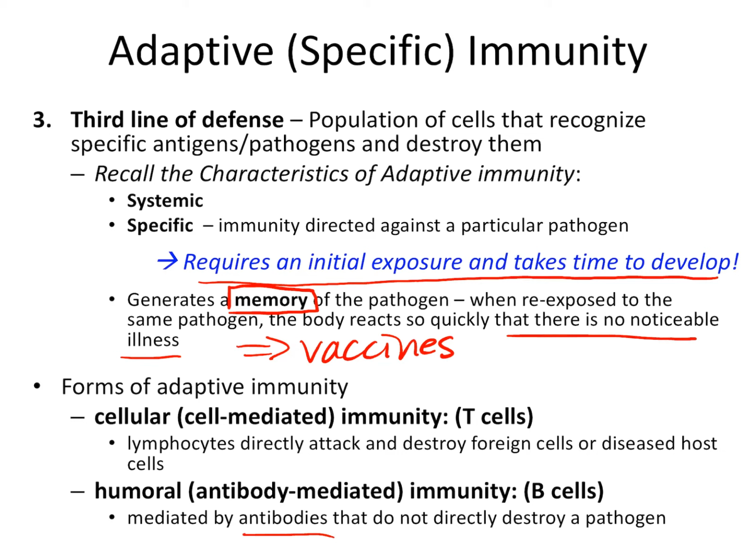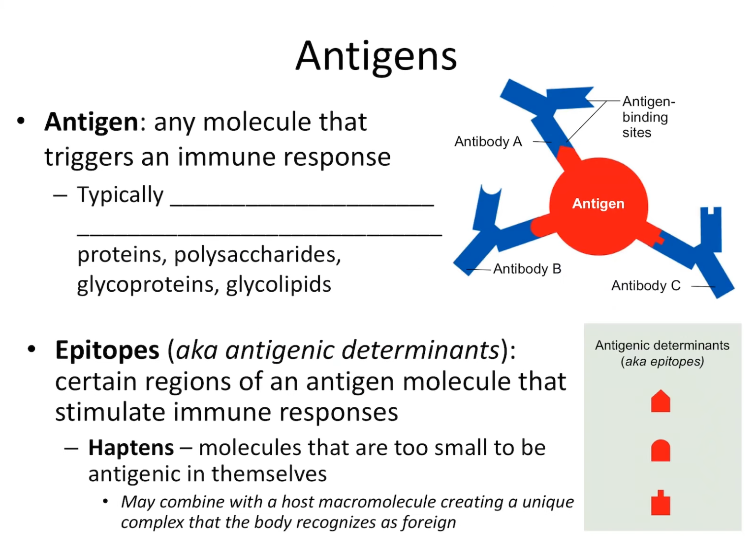Now, before we jump into the specifics of both cellular and humoral immunity, we need to cover some of our basics and talk a little bit about some background information that we need to really understand both of these processes. So the first thing we're going to talk about are antigens. Now, again, we briefly talked about antigens and antibodies in chapter 18 when we went over blood types. So hopefully this feels a little bit familiar.